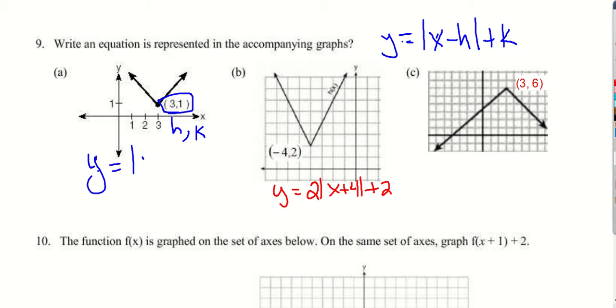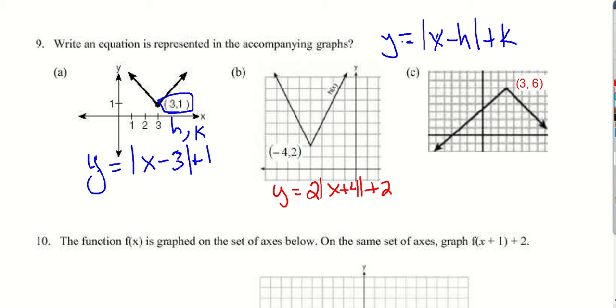the absolute value of x. And we're going to do minus h, so minus 3, and then plus k, so plus 1. All right, so y equals absolute value of x minus 3, and then close the absolute value sign and put plus 1. All right, letter B here.